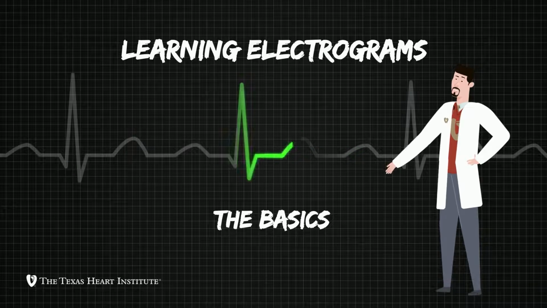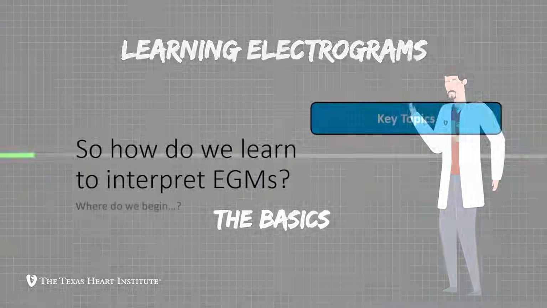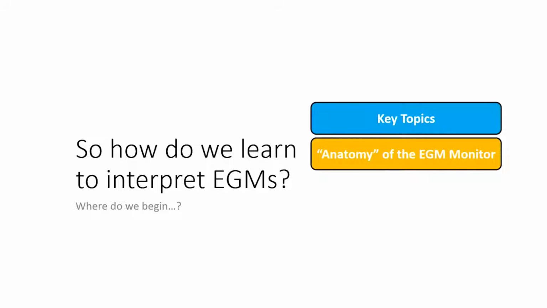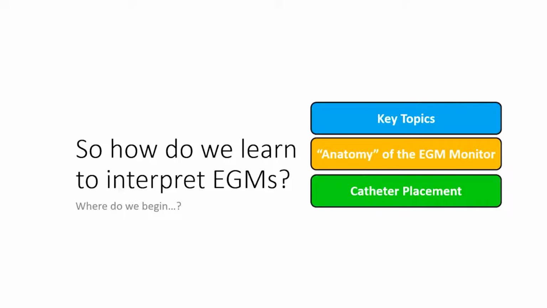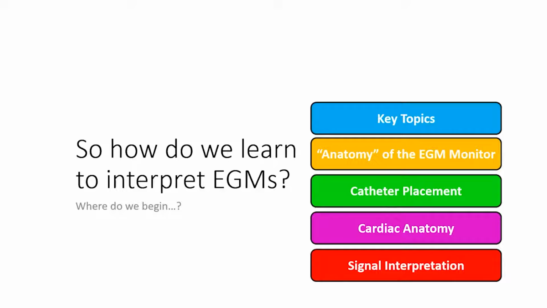So, how do we learn to interpret electrograms? Well, I'd like to cover a few key topics here. First, we'll go over the anatomy of the electrogram monitor. We'll go over where we place our catheters. Then we'll review our cardiac anatomy with a little bit more specificity. And lastly, after all that, we'll learn how to interpret our signals.